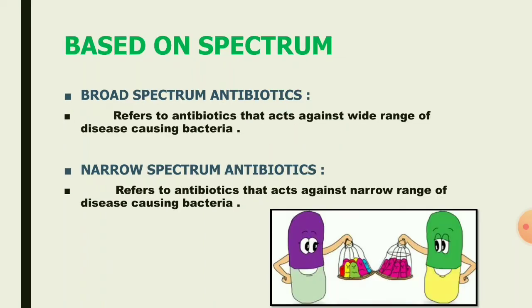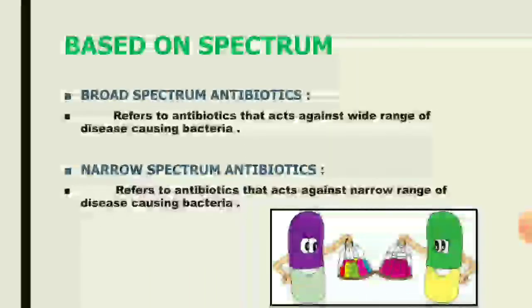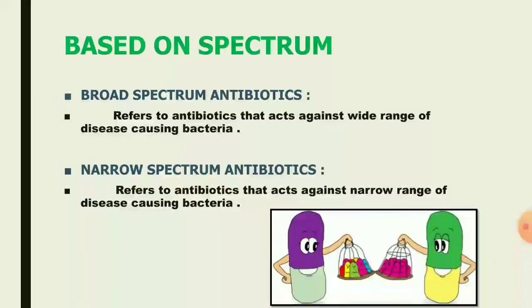Based on the spectrum, there are two spectrums. One is broad spectrum antibiotics and another is narrow spectrum antibiotics. Broad spectrum antibiotics act against a wide range of bacteria, either gram positive or gram negative. Narrow spectrum antibiotics act against a narrow range, whether only gram positive or only gram negative bacteria.